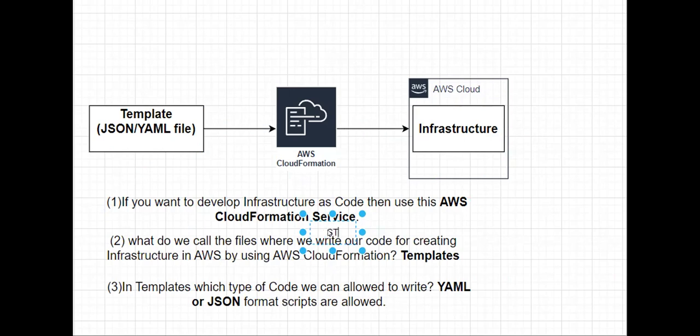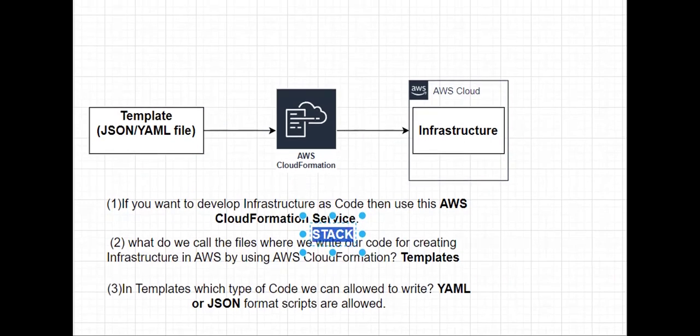We call that infrastructure a stack. We call that infrastructure a stack in AWS Cloud. So let's see directly from the AWS Management Console how to create a stack.